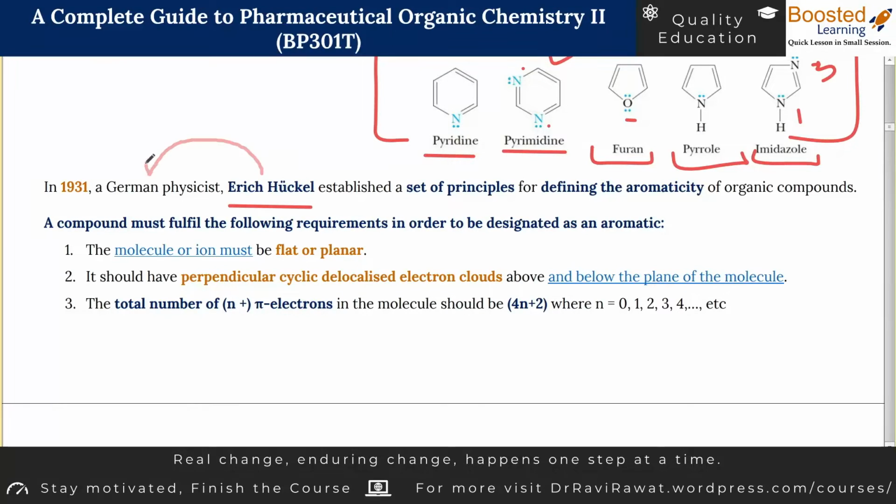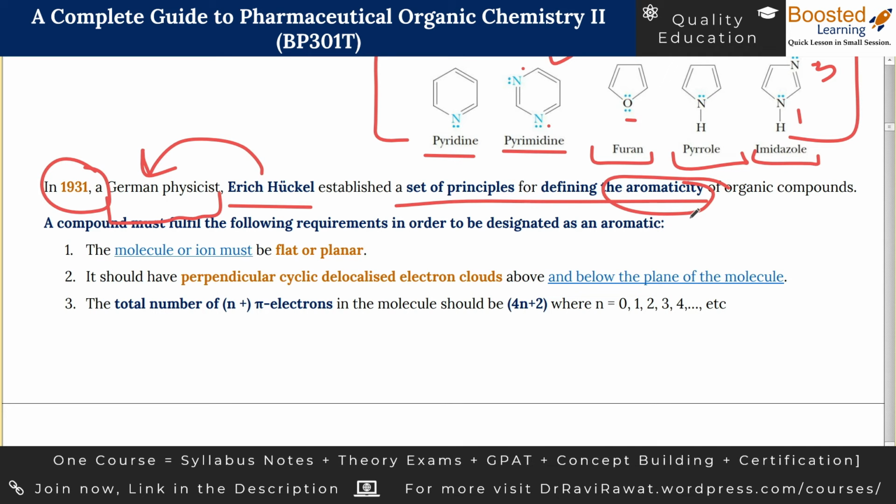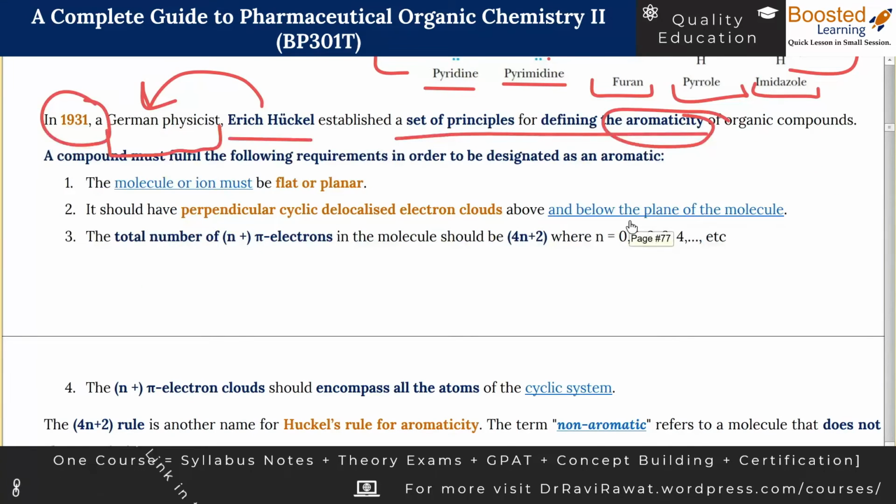This is how his name is pronounced in the German language, because he was a German physicist, and in the year 1931 he gave out different rules, different criteria to define which compound is going to be aromatic and which is not. So in total there were 4 criteria which must be followed in order for a compound to be designated as an aromatic compound. Let us see all these 4 criteria one by one.